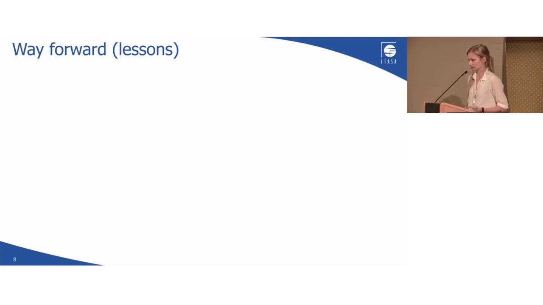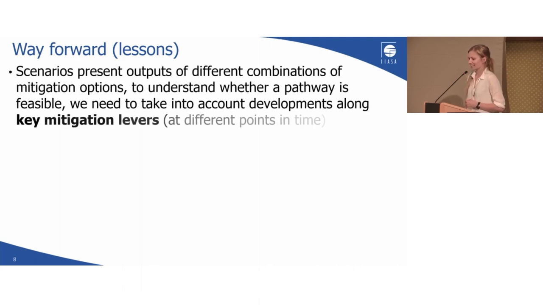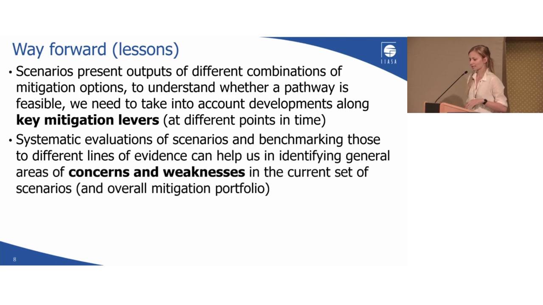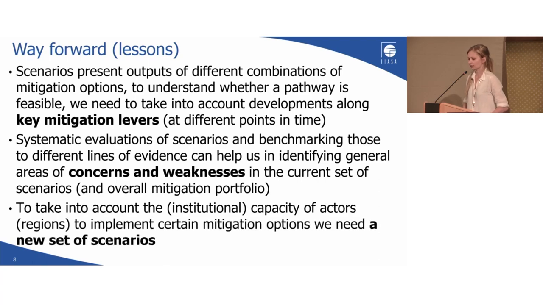To summarize the lessons, first of all, scenarios present outputs of different combinations of mitigation options. To understand whether a pathway is feasible, we need to take into account developments along key mitigation levers and at different points in time. Systematic evaluations of scenarios, benchmarked against different lines of evidence, can help us identify general areas of concern and weaknesses in the current set of scenarios, and think about what we could improve in the future. And to take institutional capacity better into account, we might need a new set of scenarios. Thank you.